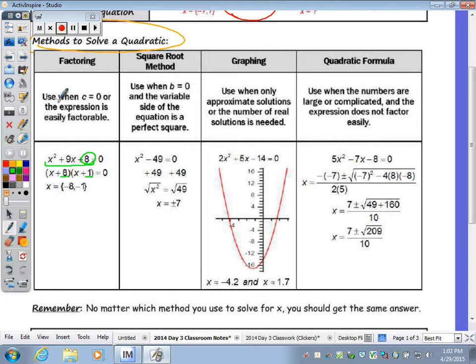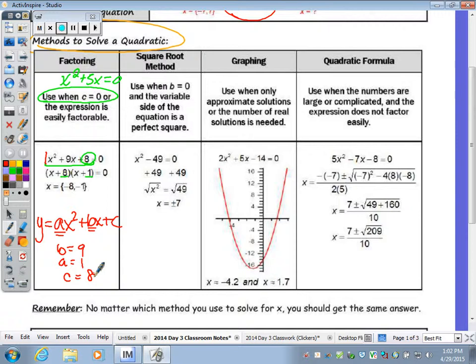Now up here when it says use when c is 0, that's referring to something such as x squared plus, say, 5x equals 0. You have no c term, because remember, in a quadratic equation, it's ax squared plus bx plus c. The a is the number before the x squared, so if there is no number, it's a 1. B is the number before the x, so in this case, we have b is 9, a is 1, and then c, the last number that's not attached to a variable, so your constant, is 8.